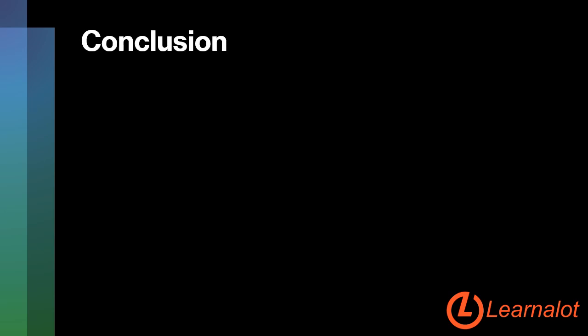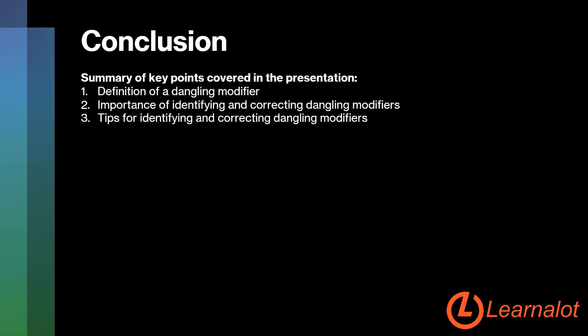We've covered a lot in this lesson. To summarize, we've defined what a dangling modifier is, discussed why it's important to identify and correct them, and learned how to identify and correct them effectively.